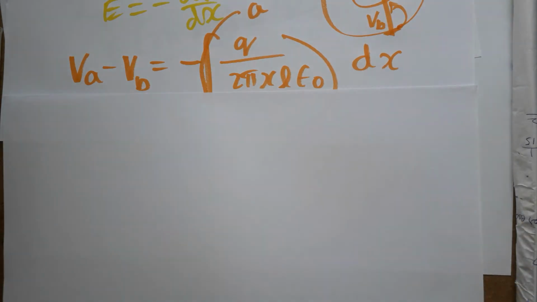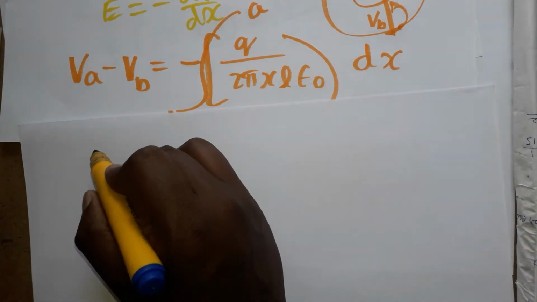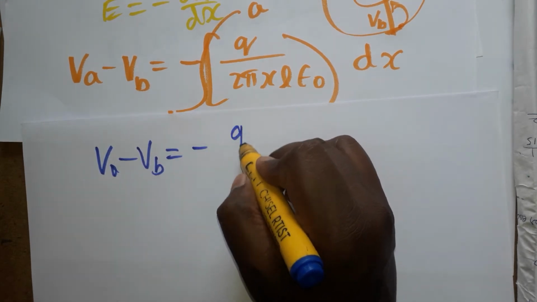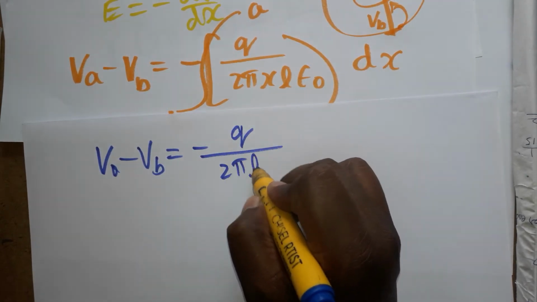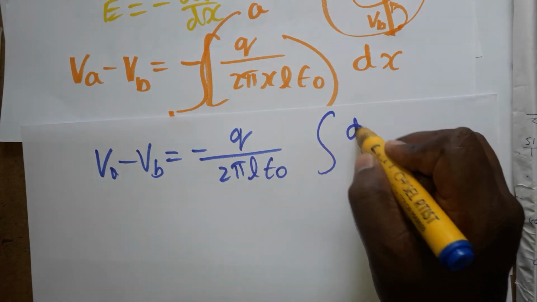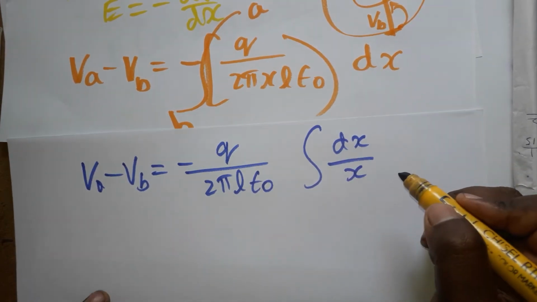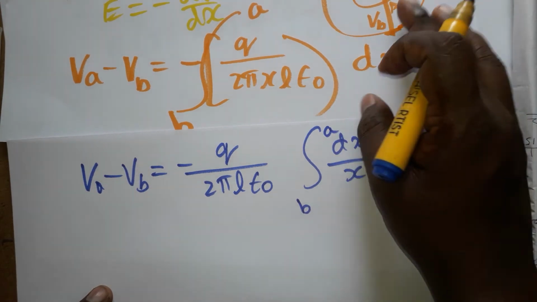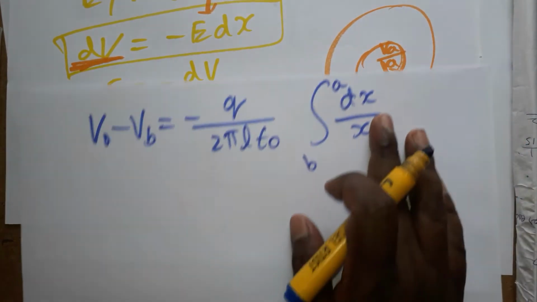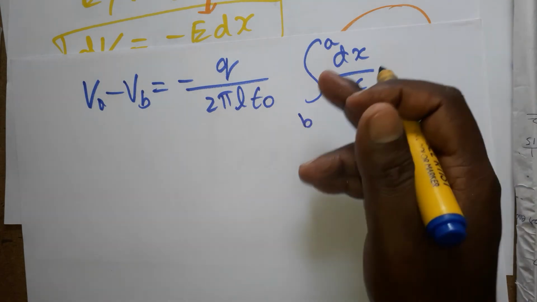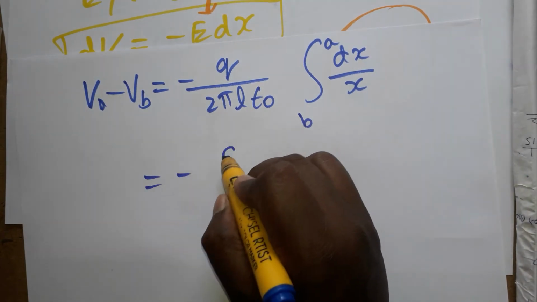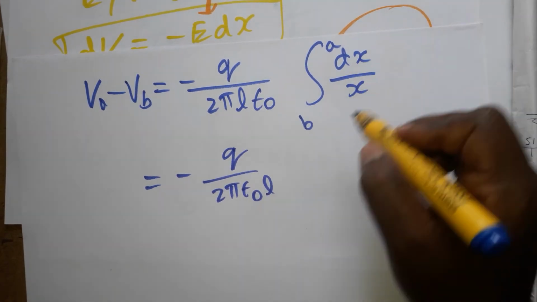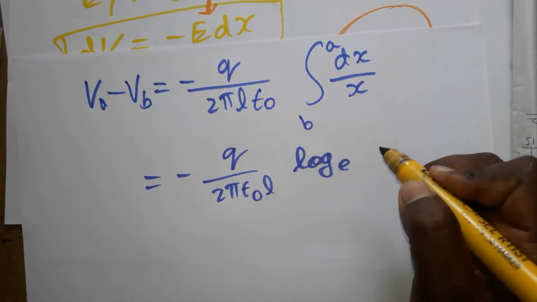So the potential difference between A and B, that means VA minus VB, is equal to minus q divided by 2 pi L epsilon naught times the integration of dx by x, which is going to be ln x, with base e, from b to a. The charge is brought from outside to inside, A to B. So which one are we going to take as the limit? It is minus q divided by 2 pi epsilon naught L.